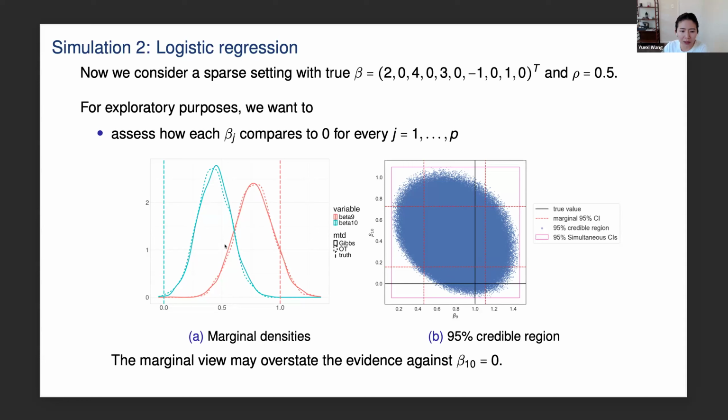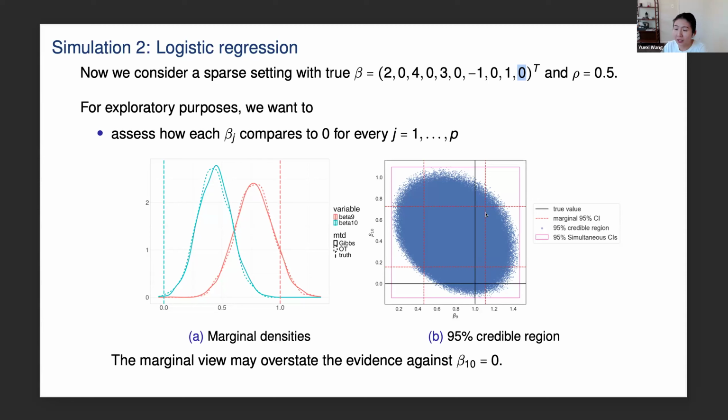And in this plot, if you only look at the marginal density, you'll probably conclude that both beta 9 and beta 10 are likely to be significant variables. But since I know the ground truth is that beta 10 should be 0, the marginal view here will overstate the evidence against beta 10 equals 0.